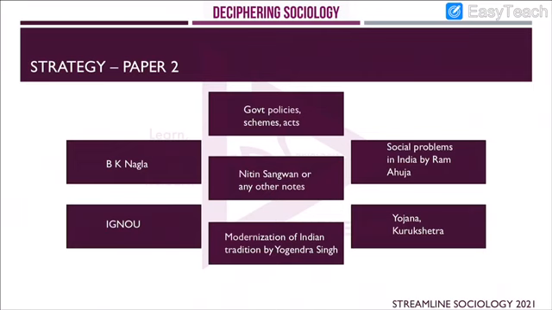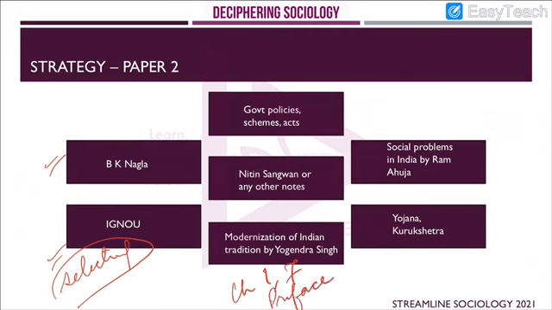For the strategy of paper 2, you will be reading IGNOU selectively and B.K. Nagla, all the thinkers which have been mentioned in the syllabus. We will be sharing which thinkers you have to study. You will also study chapters 1 and 7 along with the preface from Modernization of Indian Tradition by Yogendra Singh, Nitin Sangwan or other notes like Tusharanshu. They are good to cover the syllabus of paper 2, and everything is given at one place.